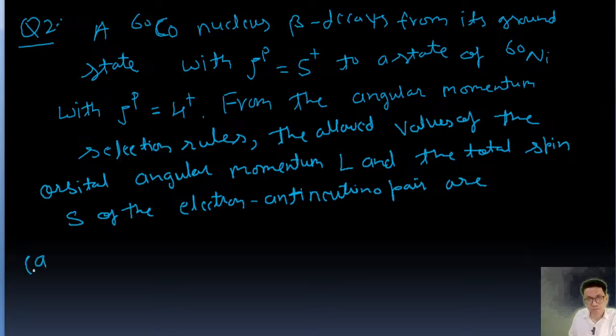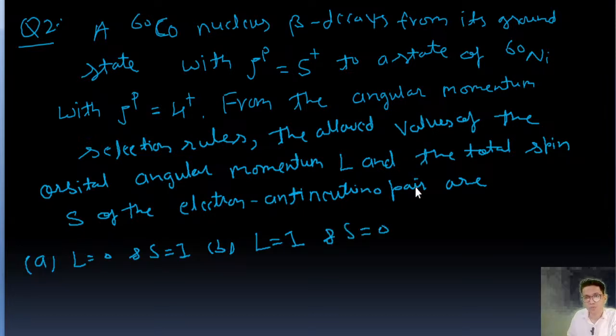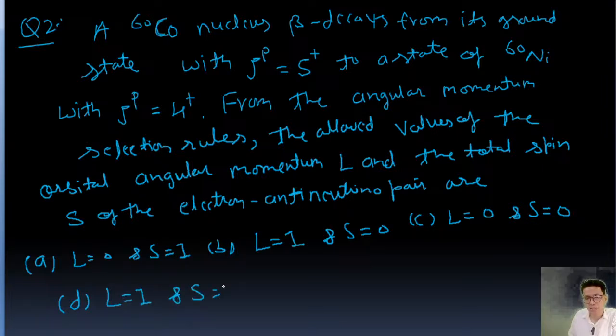Options are: option A, L equal to 0 and S equal to 1. Option B is L equal to 1 and S equal to 0. Option C is L equal to 0 and S equal to 0. Option D is L equal to 1 and S equal to 1. Okay, so this is the question, guys. Very good question. I'll explain this question and after that I will solve it.